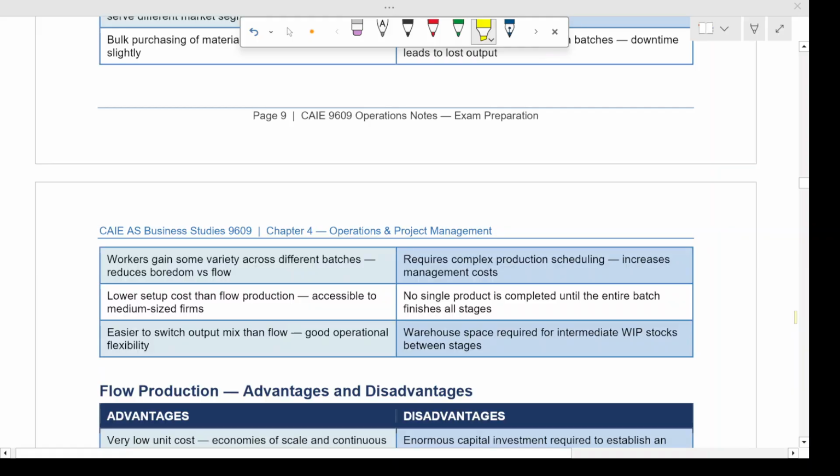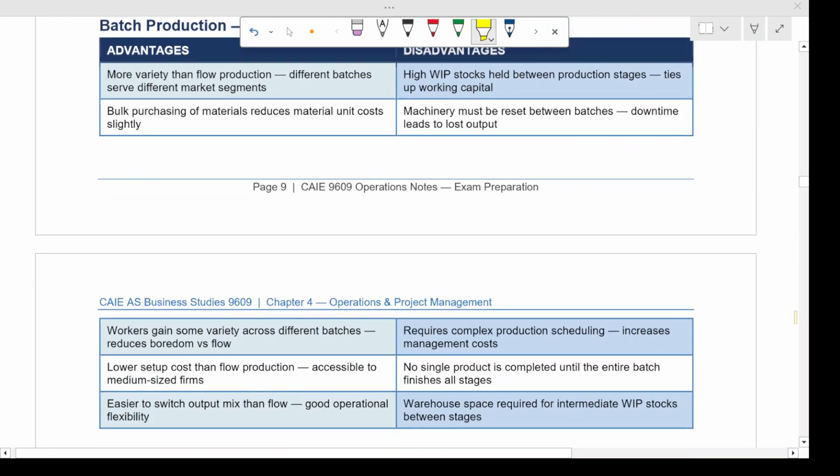The third one is that workers gain some variety across different batches, which means that there is reduction in boredom versus flow production. So flow production, again, everything is the same as we discussed before. In batch production, the difference is that we produce different things but in different batches. So each product is not different than the next, but each batch is different than the next. So workers are not very bored. So there is a slight uptick in their motivation.